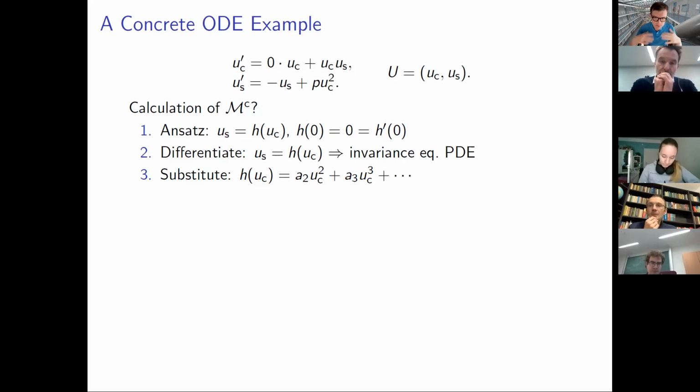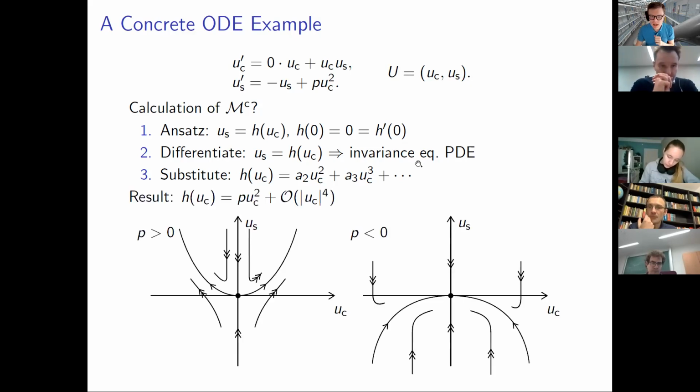And in true fashion of Cauchy-Kovalevskaya type theory in PDEs, you can do this by locally Taylor expanding. So you make an ansatz of a local Taylor expansion that you plug into this so-called invariance equation PDE. I did that all for you. And after you did that, you find out that, for this example, the center manifold should be US is equal to P times UC squared plus some higher order terms. Yeah? So there's a computational procedure to get that manifold.